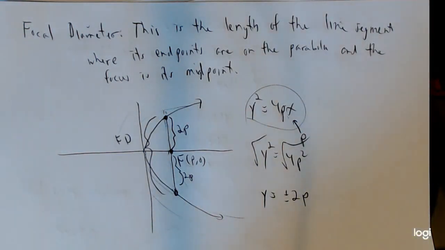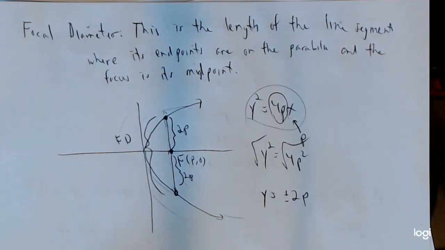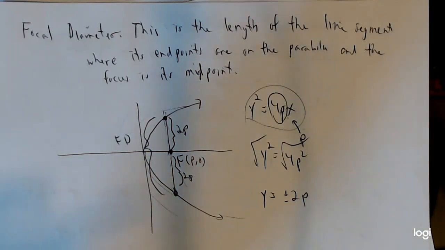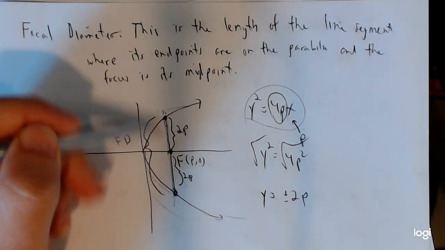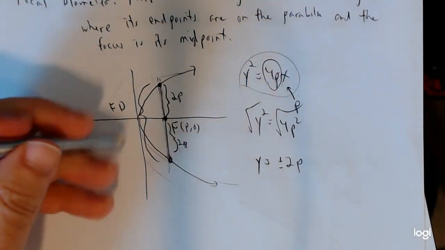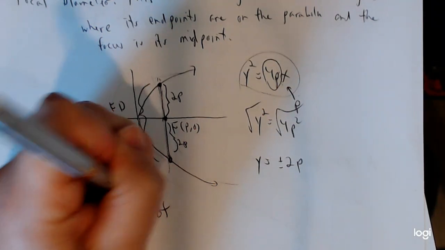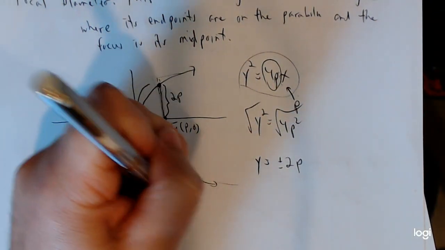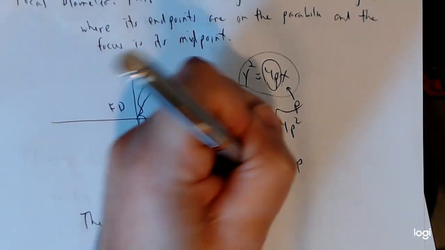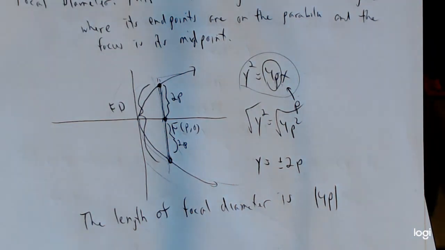Now look at how nice that is. 4p is the same thing as this. So in other words, what are we saying? When you look at your equation, you automatically get the length of the focal diameter for free, right? So what we can then say is, notice how the length of the focal diameter is the absolute value of 4p, because we obviously don't want the negative, right?